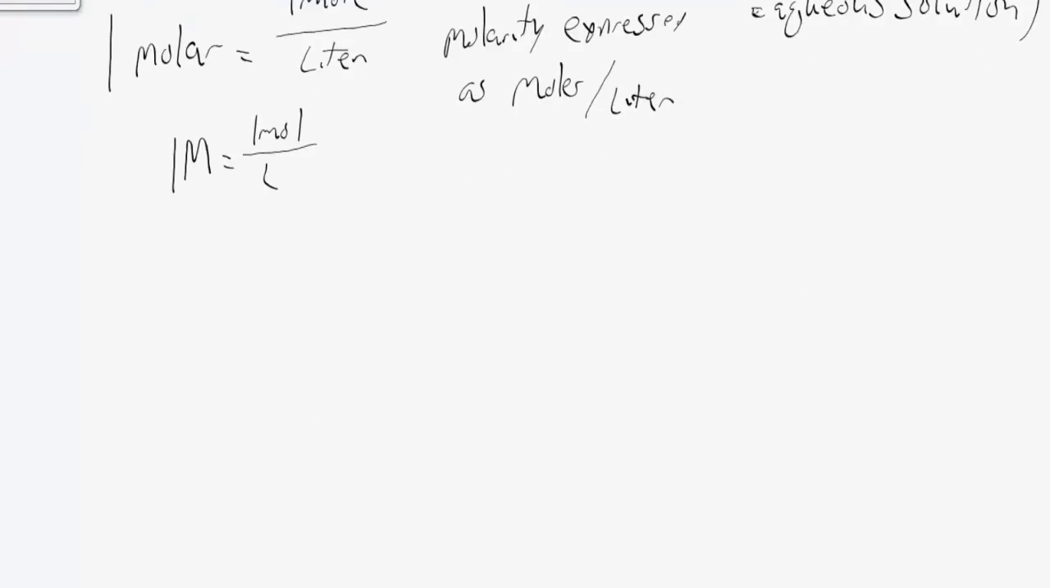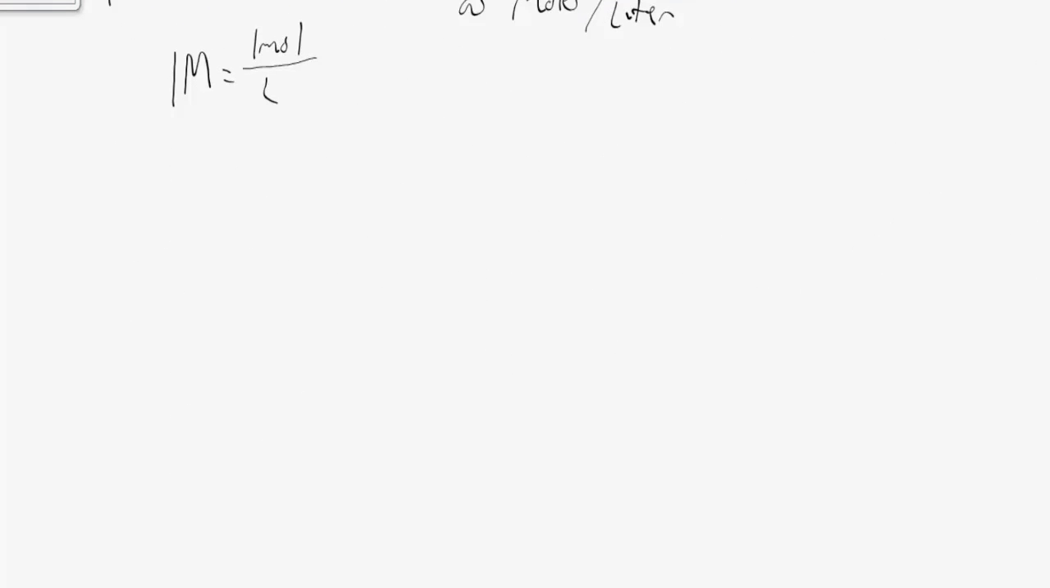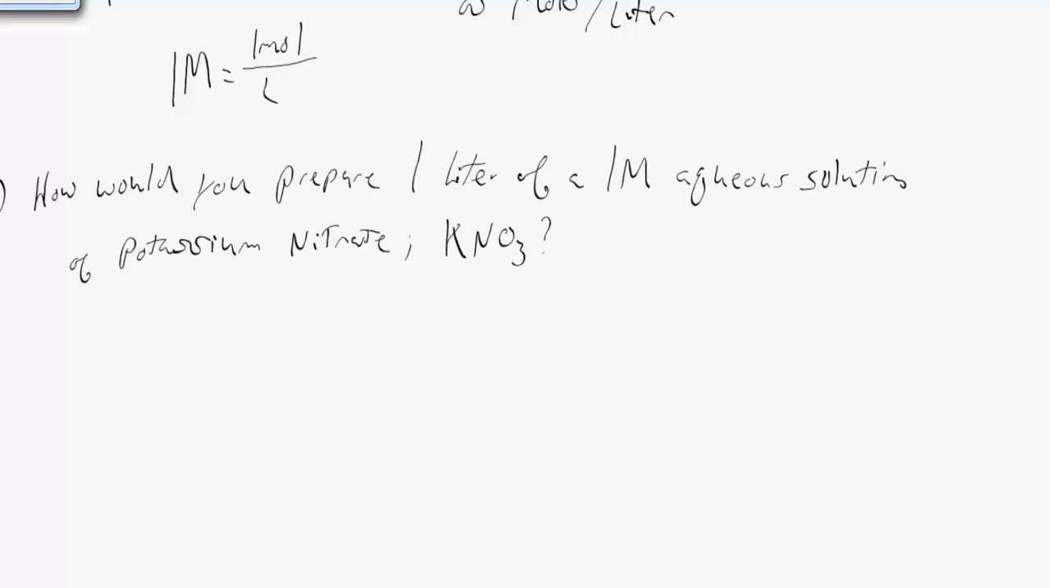So let's start working some samples to see how this works. So the question is, how would you prepare 1 liter of a one molar aqueous solution of potassium nitrate, the formula being KNO3. So here we go. The first thing is to list the elements in the molecule, and put out here how many of each we have.